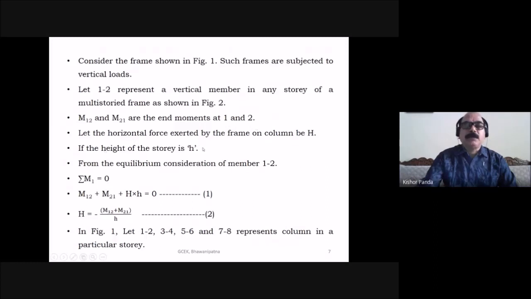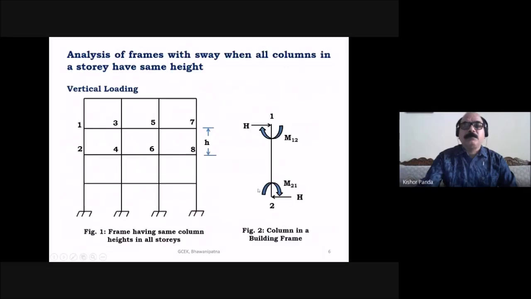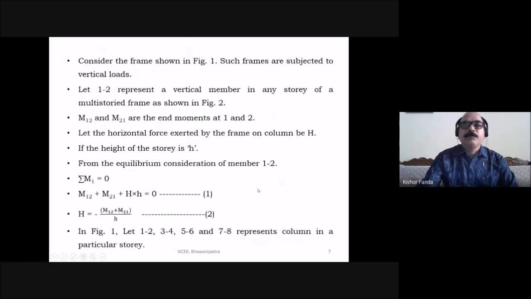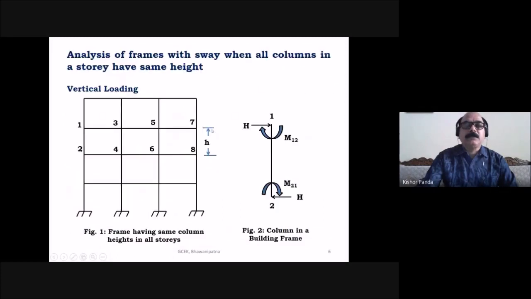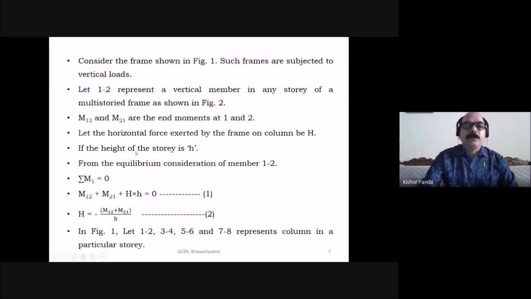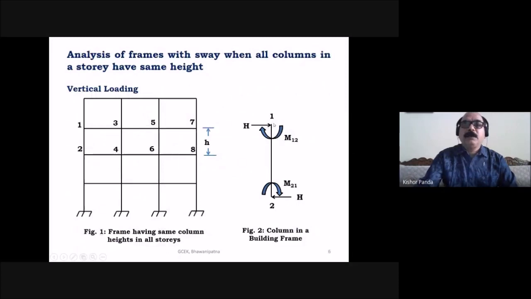Let the horizontal force exerted by the frame on the column be H. This is the horizontal force exerted by the frame on the column. If the height of the story is h, this is the height of the story, 1, 2, height is h. From the equilibrium consideration of 1, 2, what you have to do? You have to take the summation of moment from 1 equal to 0. Take the moment about 1 equal to 0.